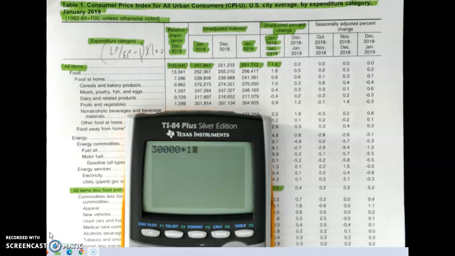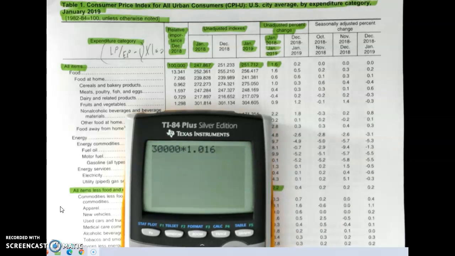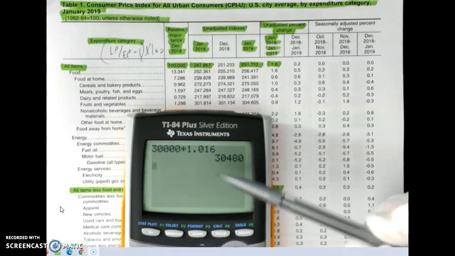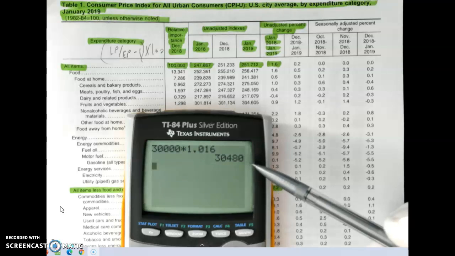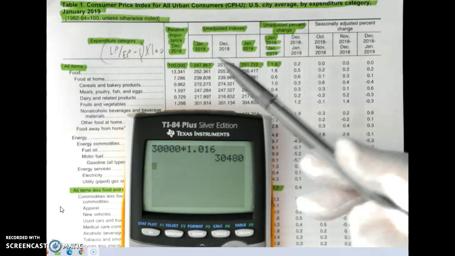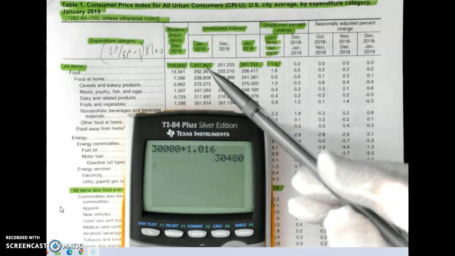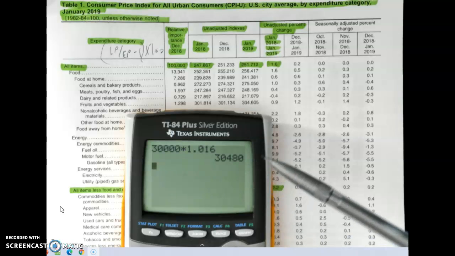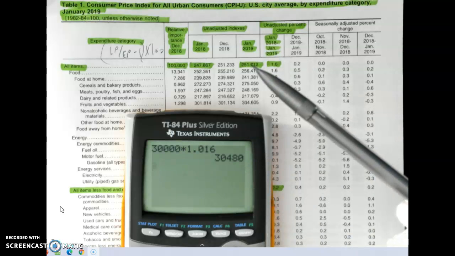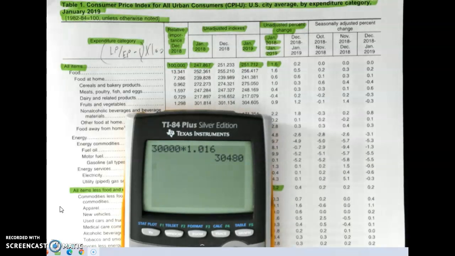So 1.016, right? Because 0.016 is 1.6%. If you do that correctly, it says you need $30,480, which means you need $480 more a year to buy the same basket in January 2019 as you needed in January 2018. So if you didn't get a raise, then you're getting less stuff with that $30,000 here than you did here. Okay, that's it. If you have questions, let me know. Thanks.